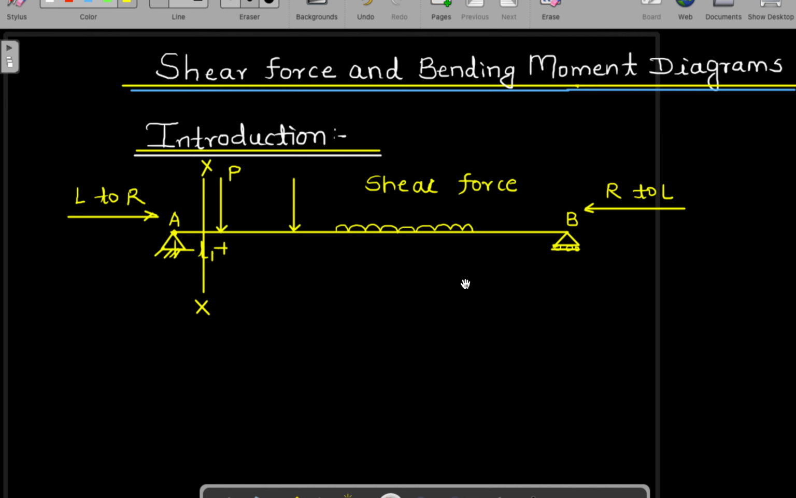So let's see the basics of shear force and bending moment diagram. Before moving to problem solving in this chapter, let us understand what is shear force and bending moment, and a very important part is the sign convention.